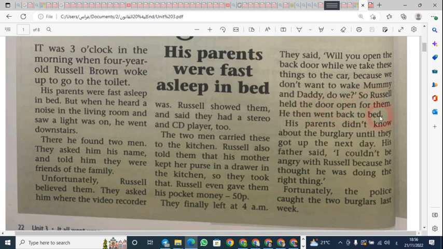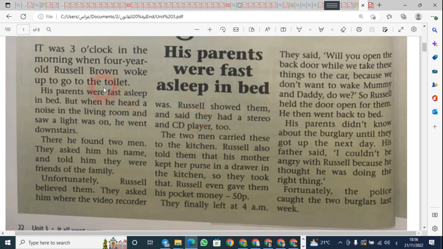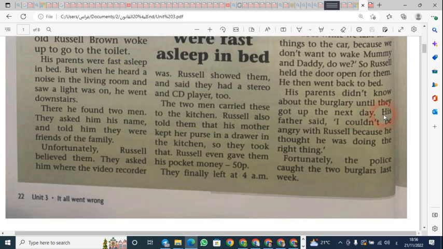So Russell held the door open for them. He then went back to bed. His parents didn't know about the burglary until they got up the next day. So when they got up, which means woke up, his parents knew that their house was robbed. His father said, quotation mark, I couldn't be angry with Russell.